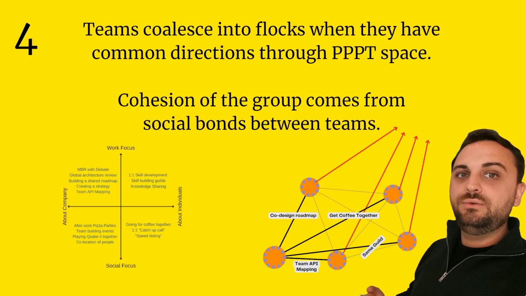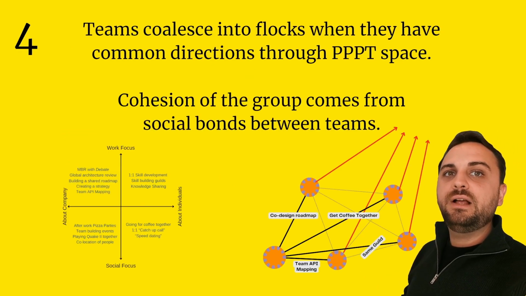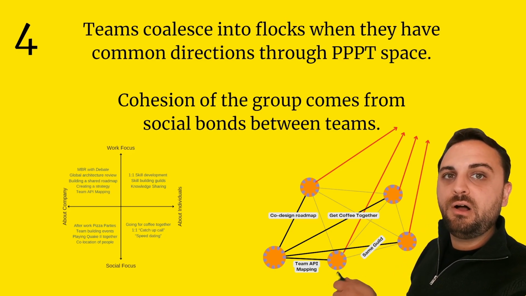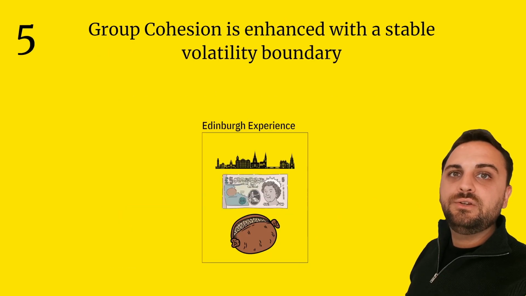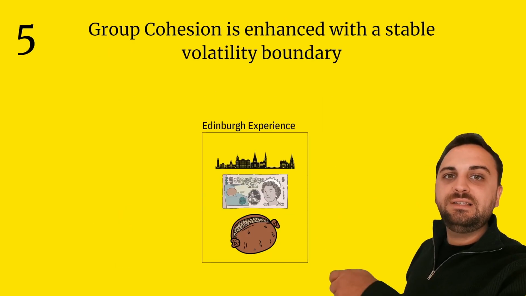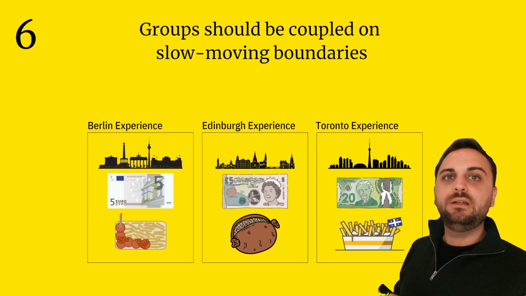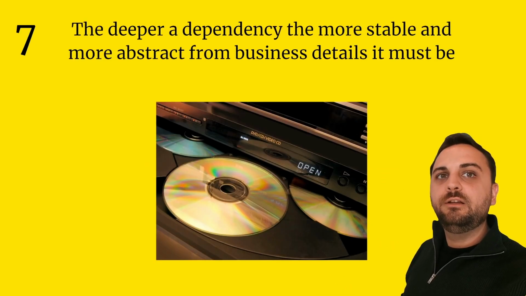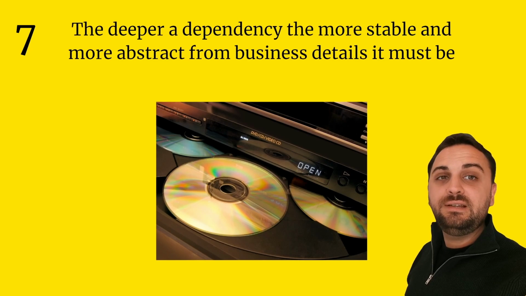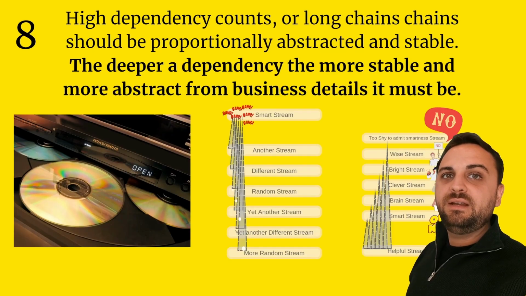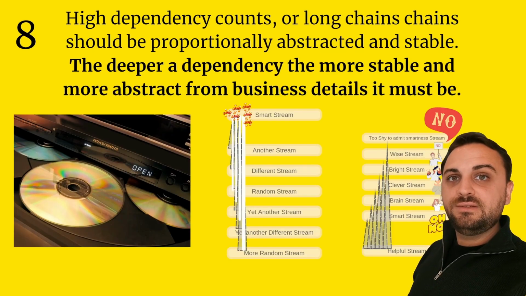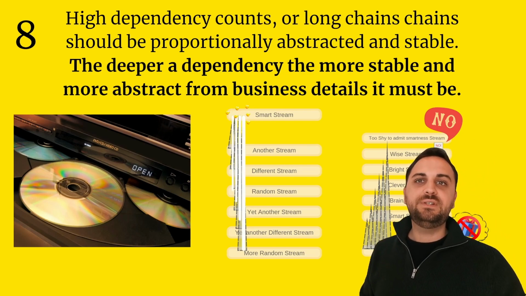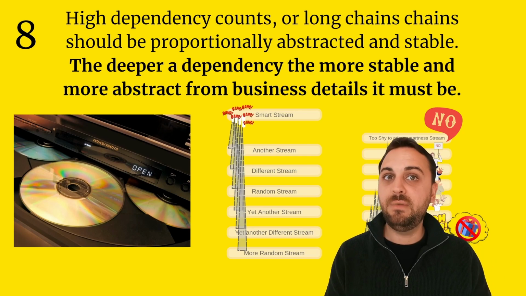Teams coalesce into flocks when they have common directions through PPPT space. Cohesion of the group comes from social bonds between the teams. Group cohesion is enhanced with a stable volatility boundary. Groups should be coupled on slow-moving boundaries. The deeper a dependency, the more stable and more abstract from the business details it must be. And high dependency counts or longer chains should be proportionally abstracted and stable.